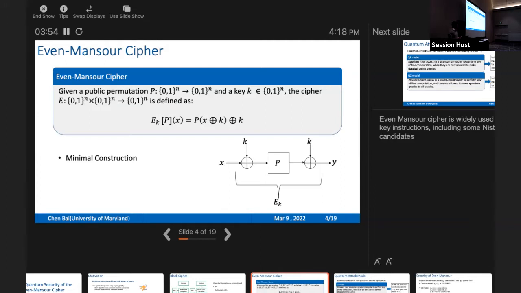And Even-Mansour is actually widely used in many symmetric key constructions, including some lightweight candidates.